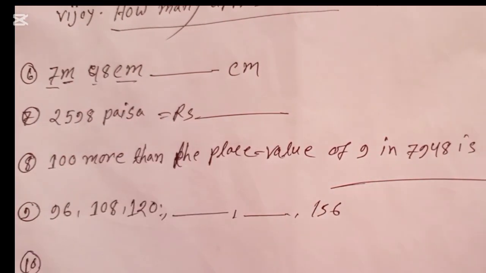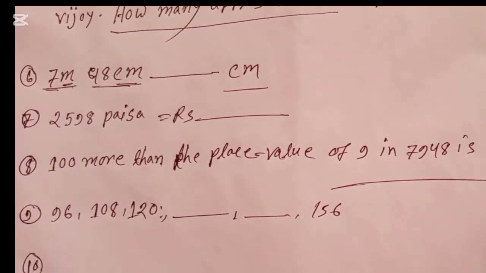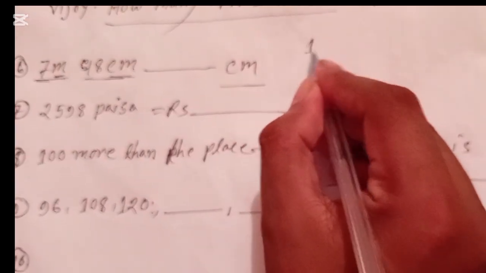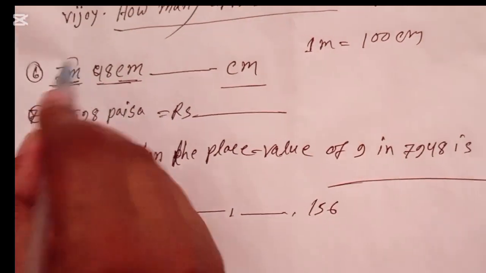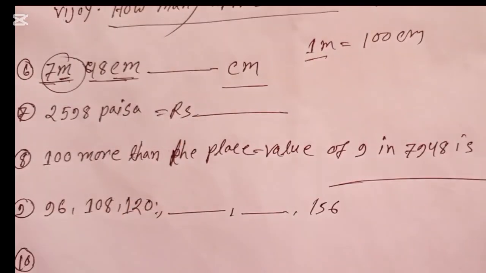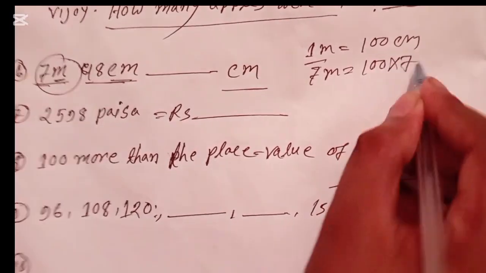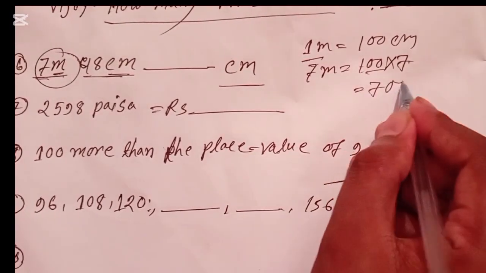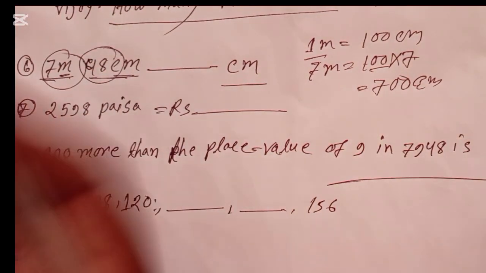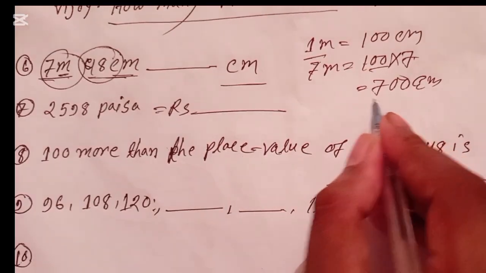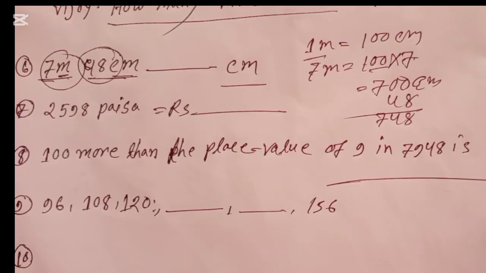7 means meter and c means centimeter. So 7 meter 48 centimeter equals how many centimeters? This is the question. We know 1 meter equals 100 centimeters. So here is 7 meter. If 1 meter equals 100 centimeters, then 7 meters equals 100 multiplied by 7. So 7 ones are 7 and these 2 zeros. So 700 centimeters, and here is the extra 48 centimeters. So in total, 700 plus 48, it will be 748 centimeters.